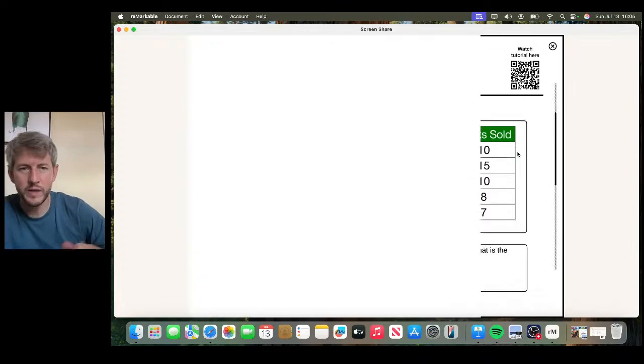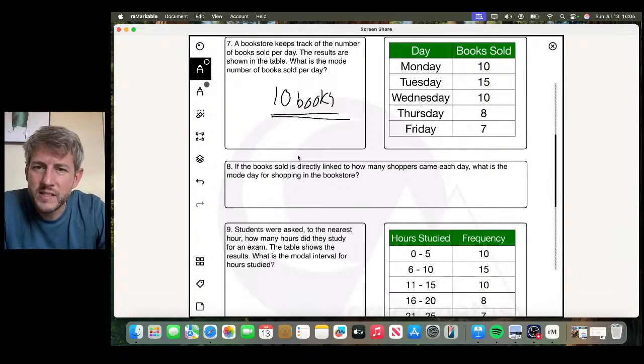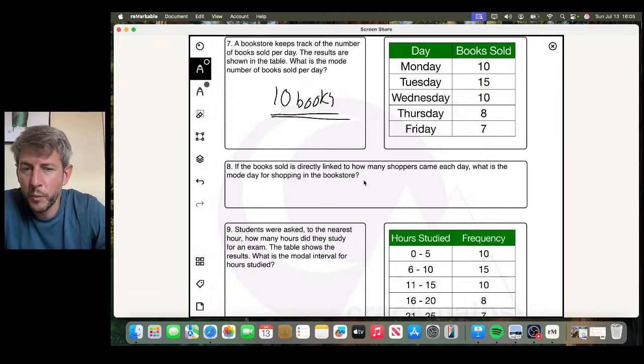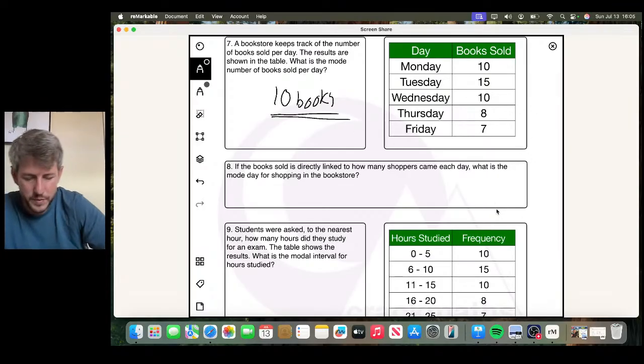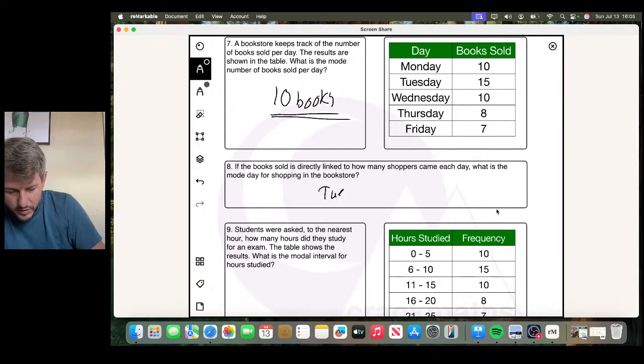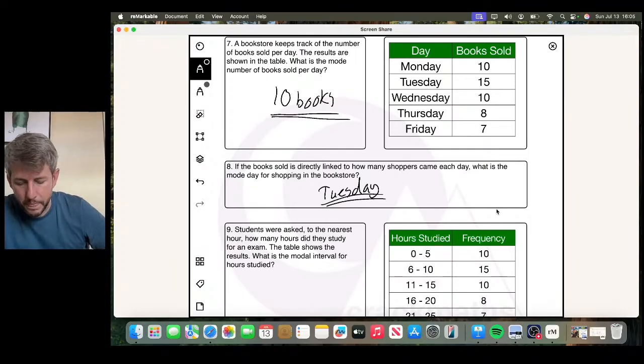Now let's have a look at question 8. Question 8 says, if the books sold is directly linked to how many shoppers came each day, what is the mode day for shopping in the bookstore? That is the other type of mode question. So this one is going to be Tuesday, because that is the day that had the most book sales. So we'll assume that was the day with the most visitors.